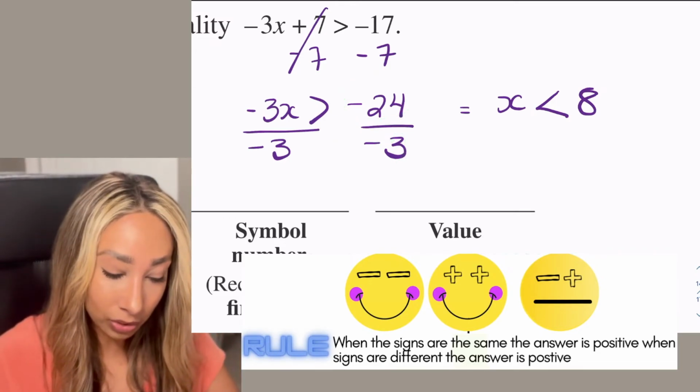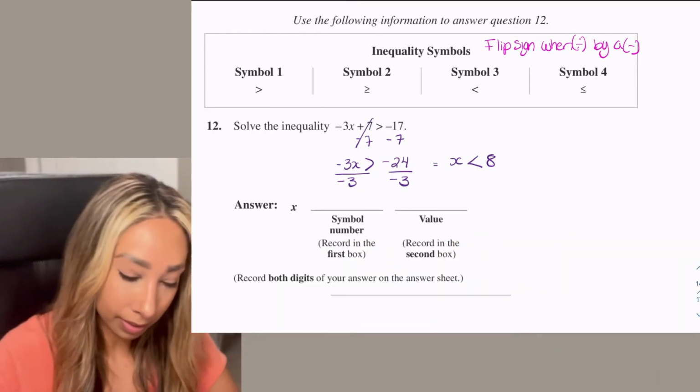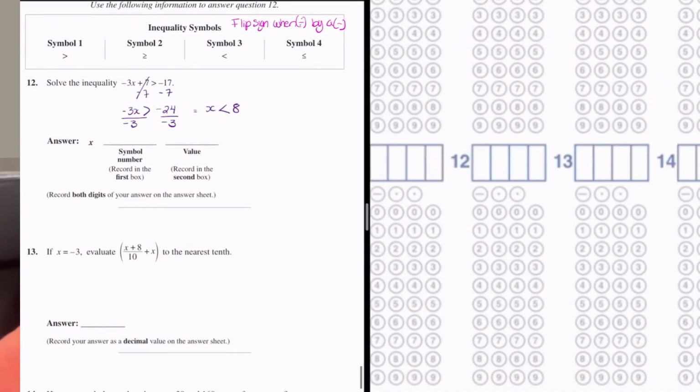So now let's take a look and see what that's going to be like when we put it in the Scantron. Okay, so let's take a look at this. So we need to put in the correct symbol. So the symbol is going to go this way.